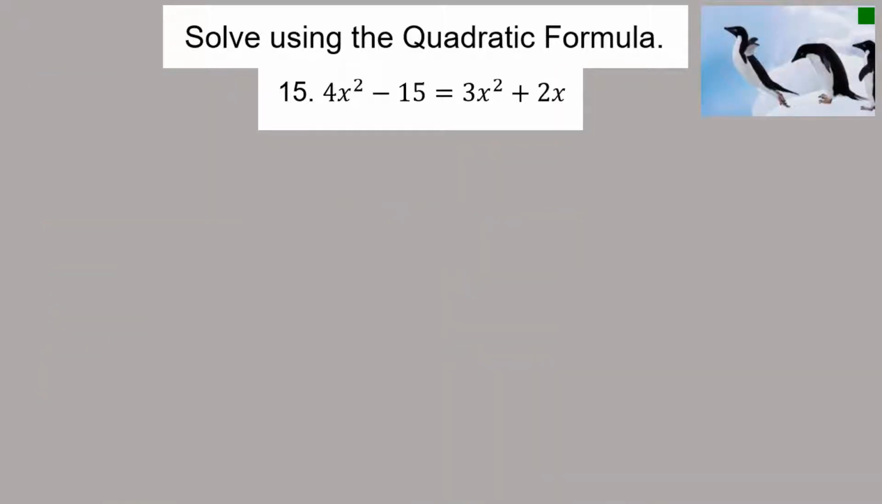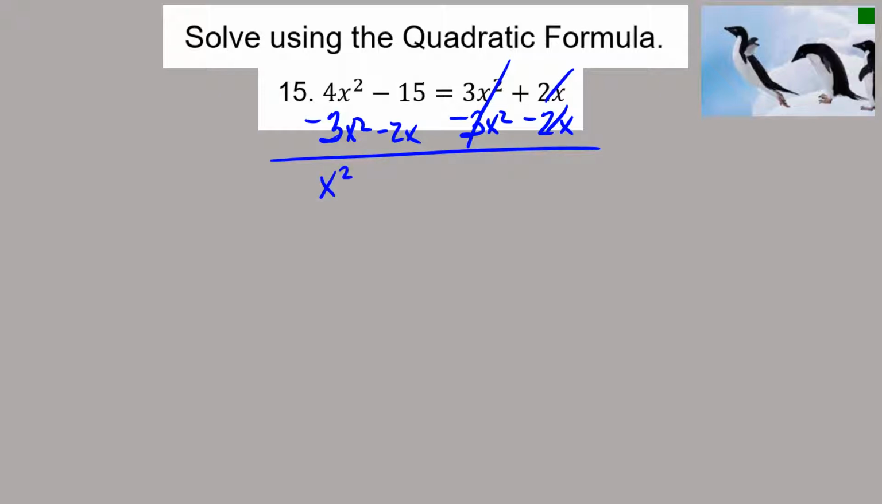Solve using the quadratic formula. We got to bring this 3x squared over. We're going to subtract 3x squared from 4x squared, and we're going to subtract 2x. So when I write it in order, I get x squared minus 2x minus 15 equals 0. Look at them, they're taking off. Come on, guys, you can take off and do this problem.